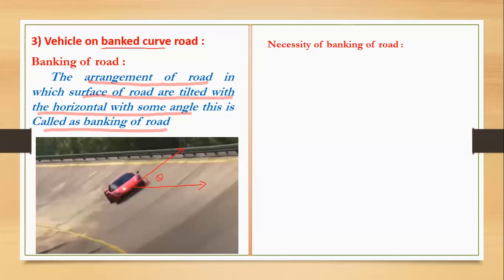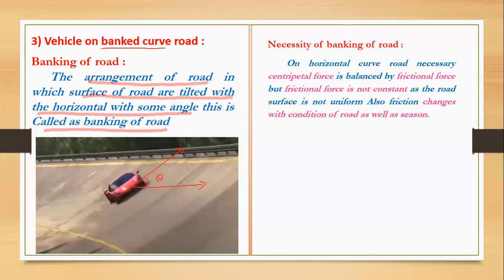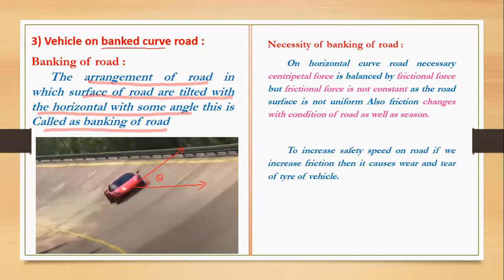Friction is not reliable. And in some cases, if you want to increase the safety speed limit on the curve road, you have to increase the friction. And if you increase the friction, then it causes wear and tear of the tire. To avoid that, banking of road is necessary. So I hope you understood the basic reason behind that.